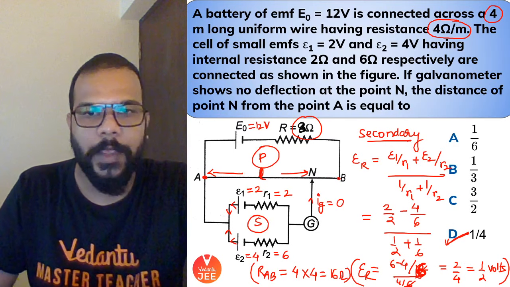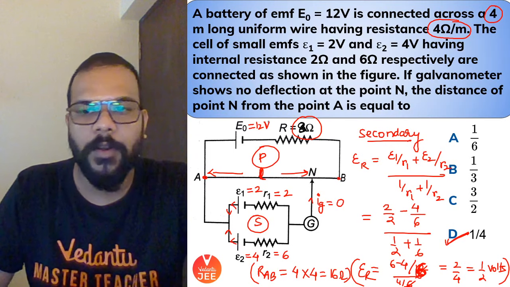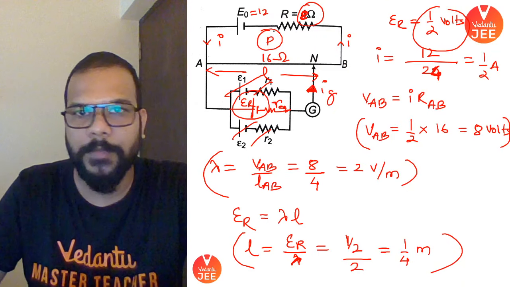Found the resistance of this wire came out to be 16 ohms. Then we found the value of the current that is flowing in this primary circuit.